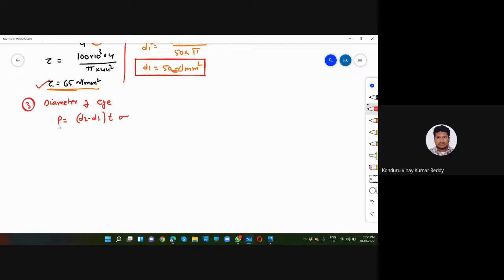Anyway, let us find out the shear stress over here. We know the P value, the D1 value, the D2 value, and the T value. Even the sigma value has been provided in the question. But here, we are going to find the shear stress to verify our answer. Yes, any doubts?